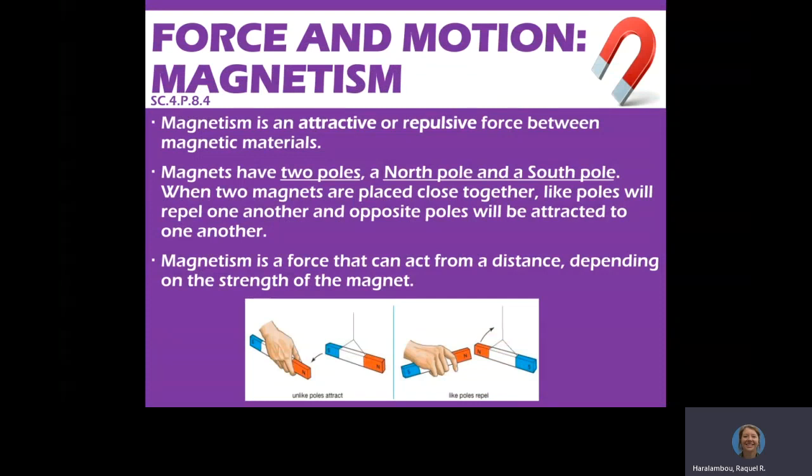Magnetism, this is a 4th grade standard, so you learned about this last year. Magnetism is an attractive or repulsive force between magnetic materials. So we know that it has 2 poles, a north and a south. Magnetism is a force that can act from a distance depending on the strength of the magnet. One big example of this is the trains that we use at Walt Disney World. In the airports, they actually use magnets. They put 2 repulsive sides, so a north and a north, and it will actually slow down a train by repelling. It could also pull the train by putting a north and a south and pulling it closer together, acting at a distance.